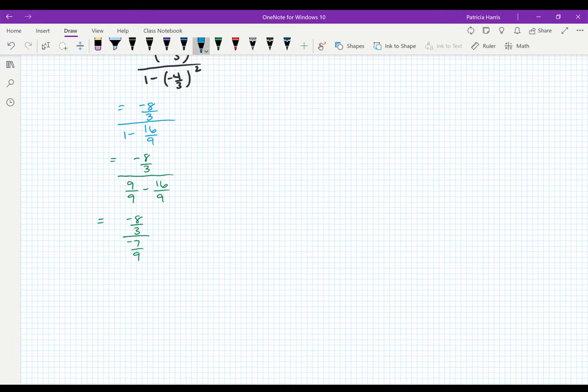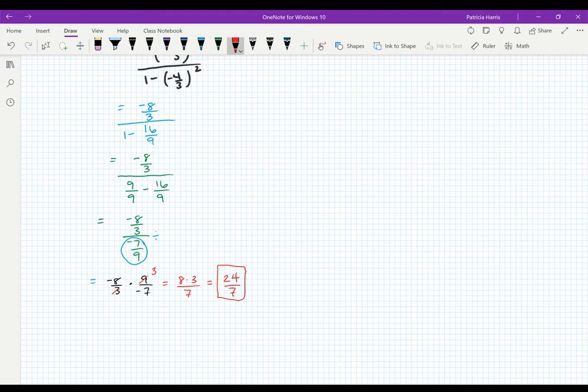Okay, so this is a big old division problem is what it is. So what we're going to do is invert and multiply. So negative 8/3 times 9 over 7 negative. Then we can start reducing, and then remember a negative times a negative is a positive. So we have 8 times 3 all over 7, or 24 over 7 as our final answer. Okay, let's go ahead and do the next one.